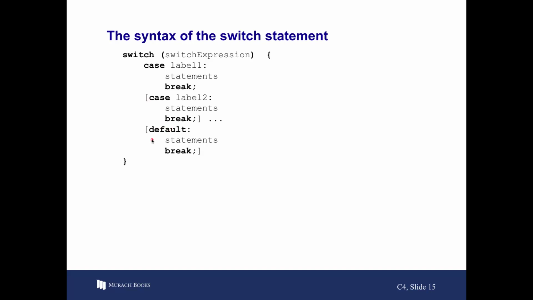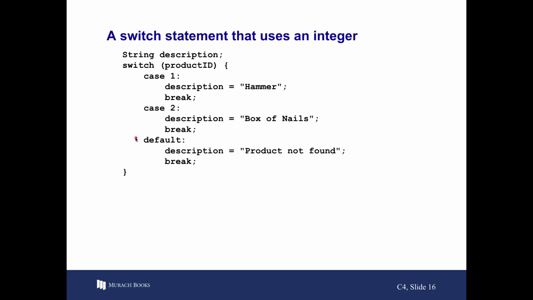Whereas in an if statement, if you're looking at a range, anything greater than 300, greater than 200, you can't really do the range comparisons in the switch. You really want an if statement for that. So a switch statement is great if you have a finite, small number of possible values that you're trying to test for. Here's an example of one.